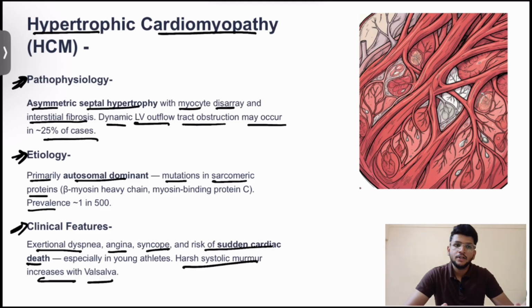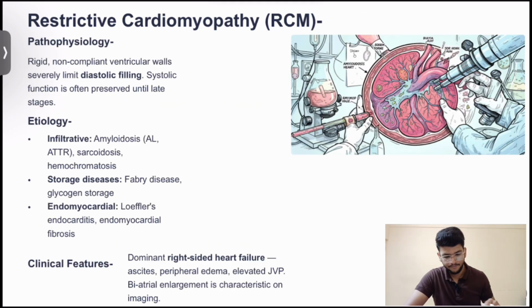Hypertrophic cardiomyopathy is most commonly seen in athletes, where the person predominantly has exercising or hypertrophy of muscles. It is most commonly seen in athletes.